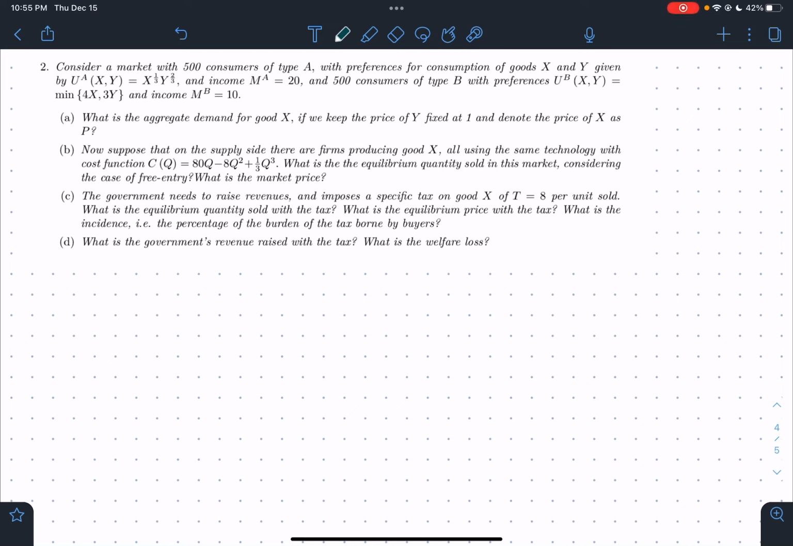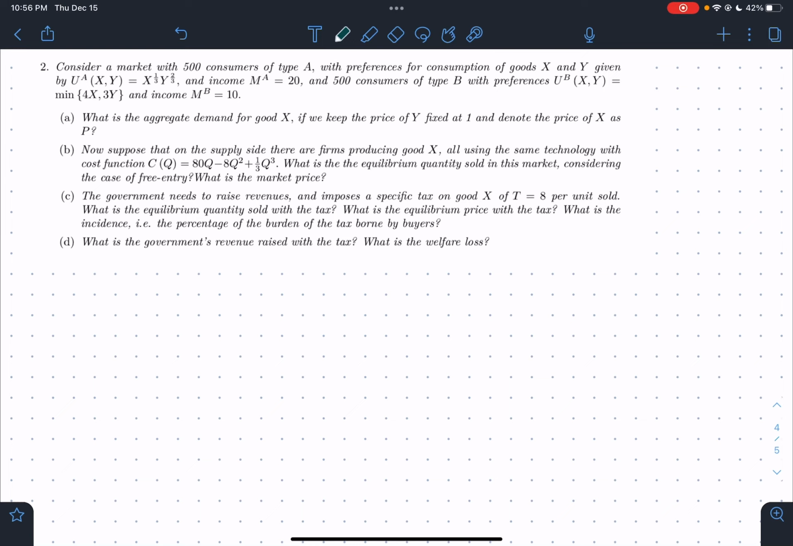All right, so for this one, we're going to consider a market with 500 consumers of type A. These type A consumers will have preferences given by this Cobb-Douglas utility function. These consumers will have an income of 20, and then we're going to consider 500 more consumers of type B with preferences given by the minimum of 4x and 3y. So these are perfect complements. And these type B consumers will have income of 10.